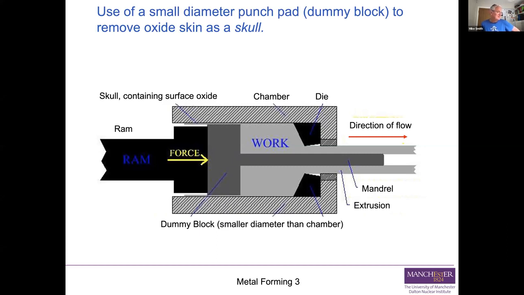But what you can see is that the dummy block at the head of the mandrel is slightly smaller in diameter than the chamber. So when you push forwards, you leave behind the surface layer of the billet. It's just left against the edge of the chamber. So you're making sure that nearly all the surface oxide, or all the surface oxide, is left behind and is not entrained. So that's how they do that.